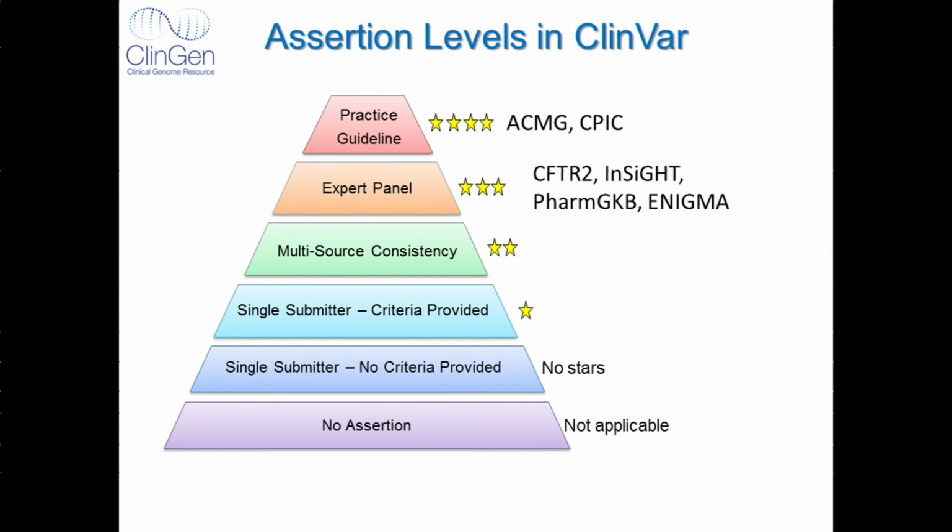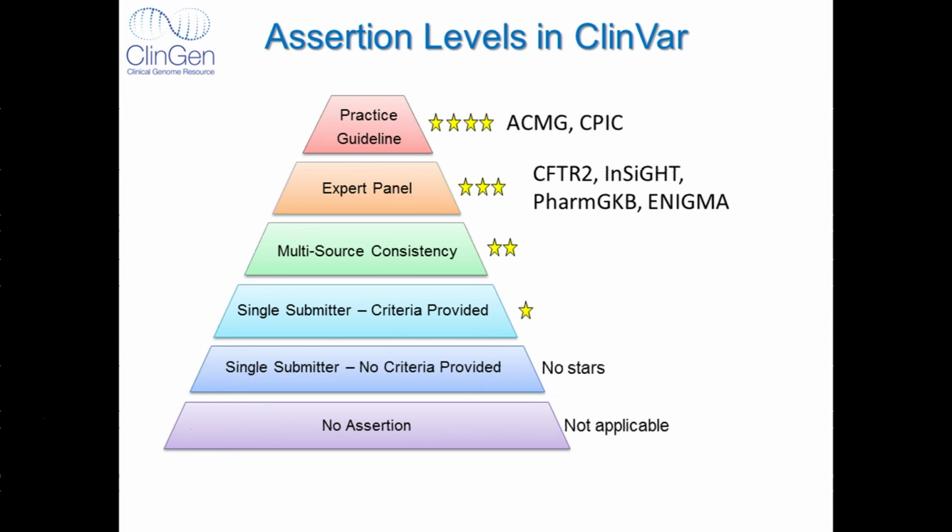And the other challenge is if we have thousands of variants coming in from all different sources, how do you know what to trust and what not to trust in a database like this? So we came up with this sort of tiered system where variants that come from practice guidelines, really well vetted, would get 4 stars. Expert panels, and we approve applications for expert panel status, some of the ones we've approved are shown there.